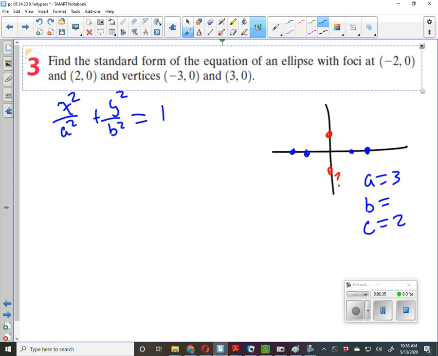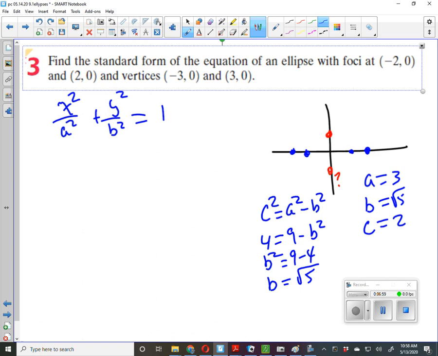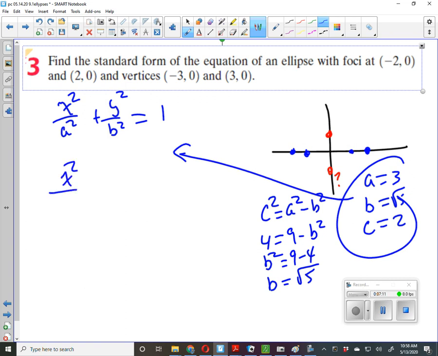If I plug that into the equation that we gave you, remember C squared equals A squared minus B squared. So 4 equals 9 minus B squared. B squared equals 9 minus 4. B equals the square root of 5. Square root of 5 is a little bit bigger than 2. We know that, but that's irrelevant. We can now take this information and plug it back in over here: x squared over 9 plus y squared over 5 equals 1.